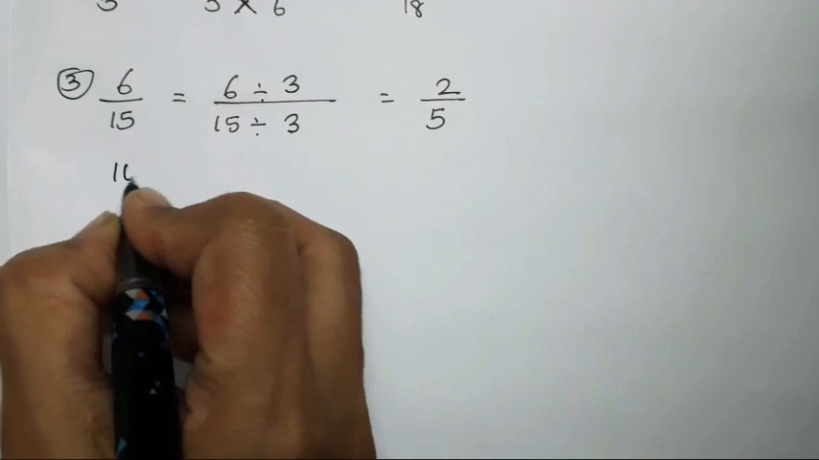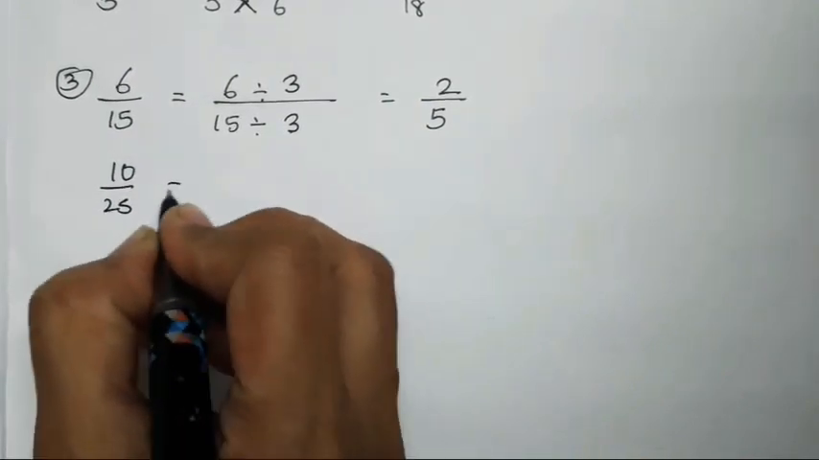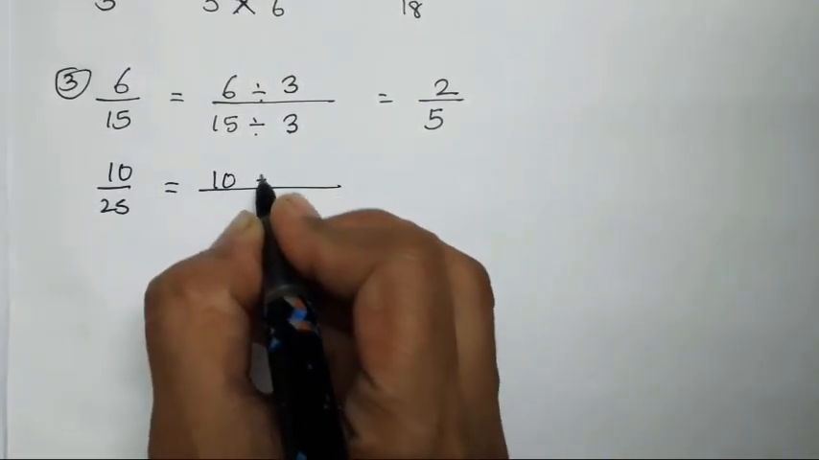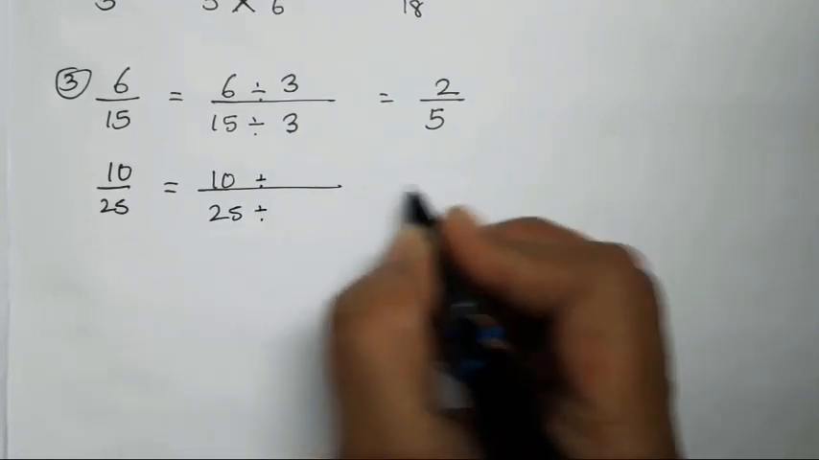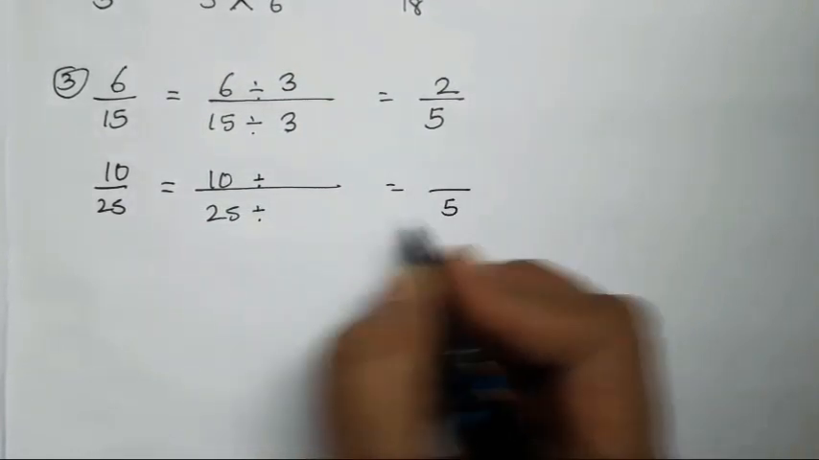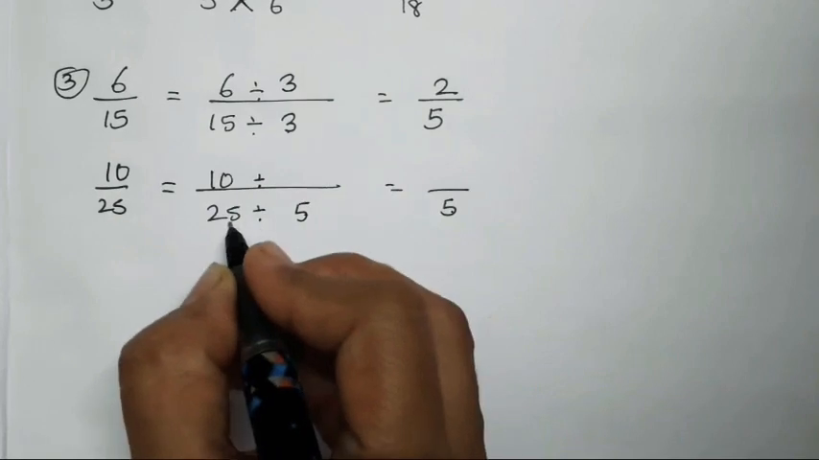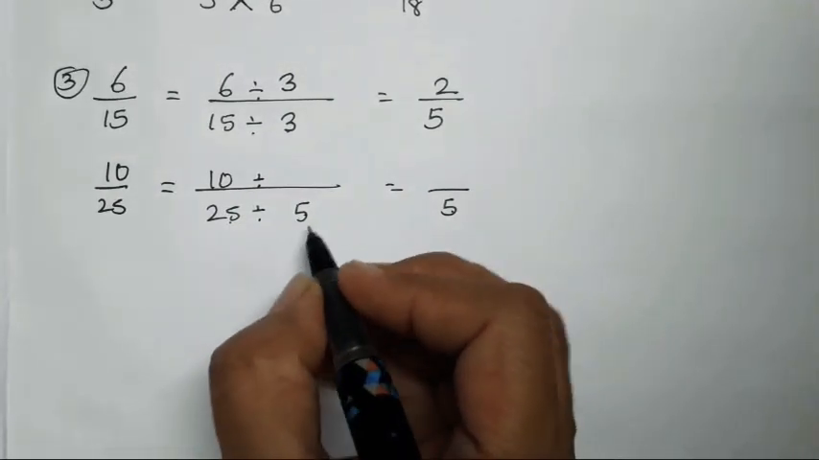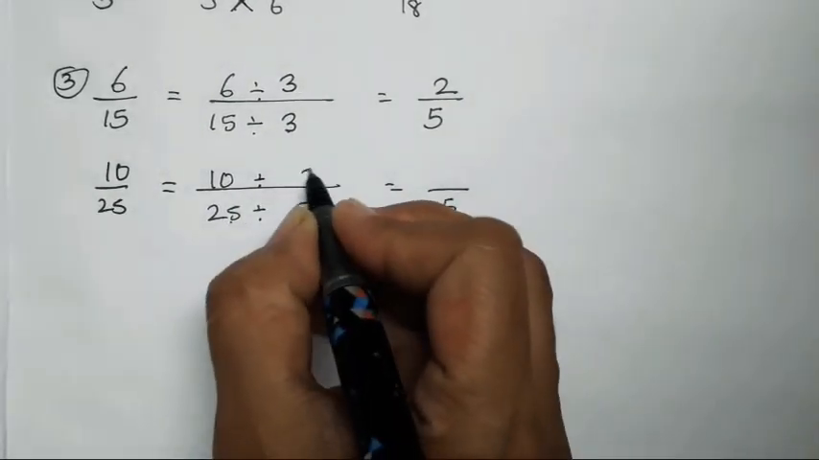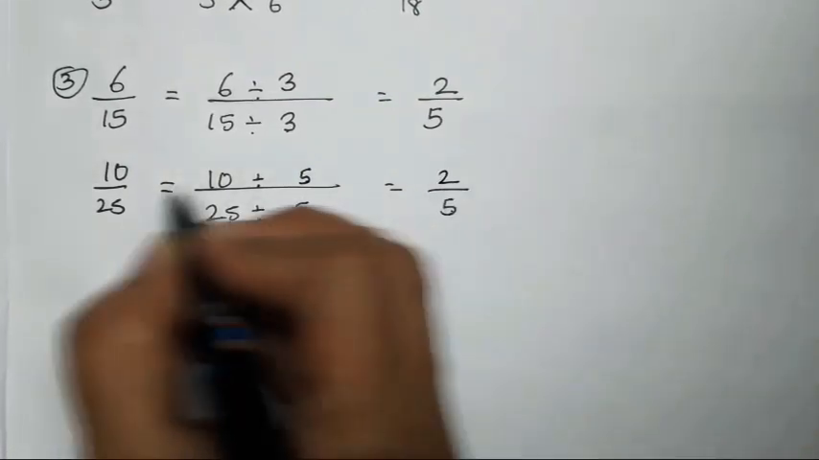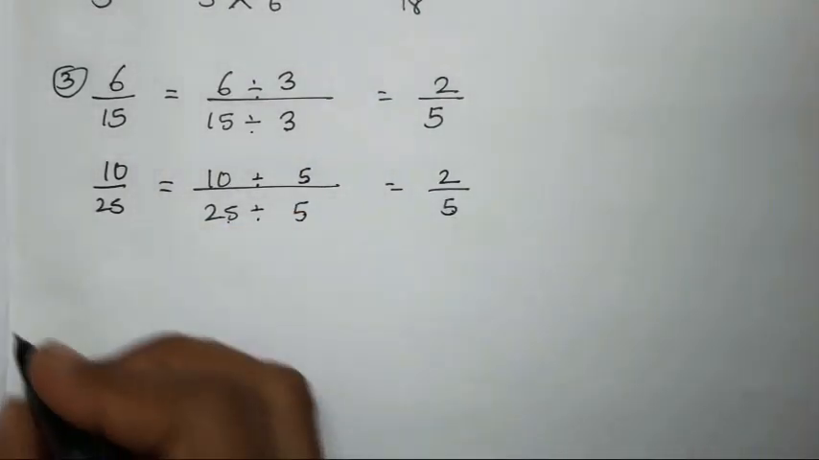Next is 10 upon 25. So again division and the answer should be 5. So we all know 5 5s are 25. Orally also you all can do, children. See, 5 into 5 is going to be 25. So 5 2s are going to be 10.